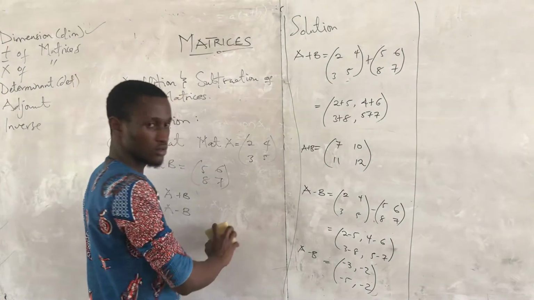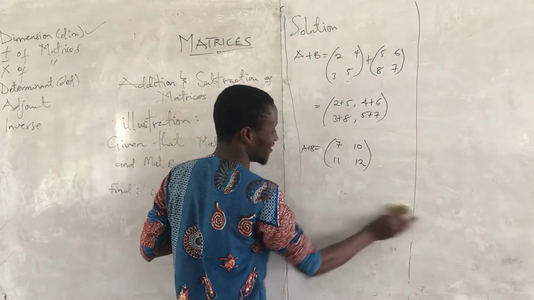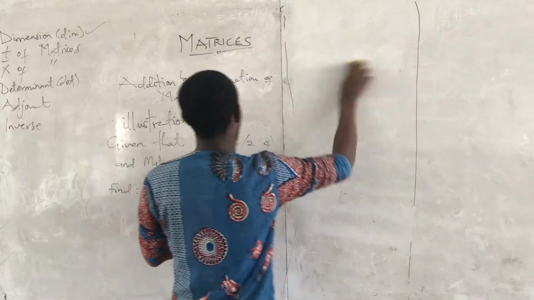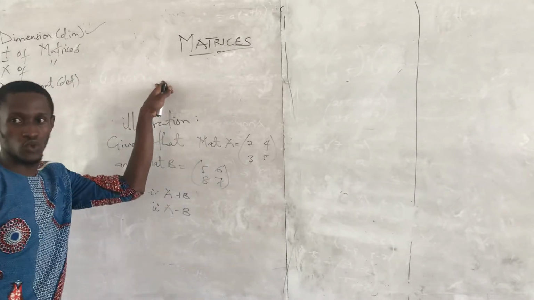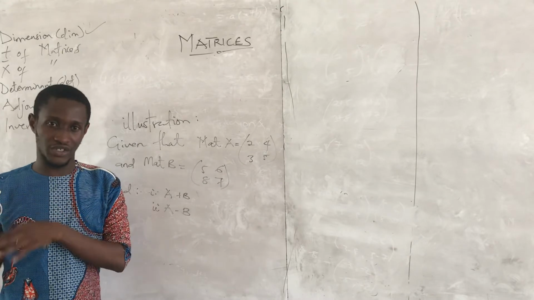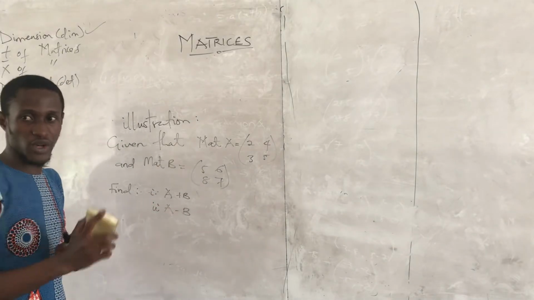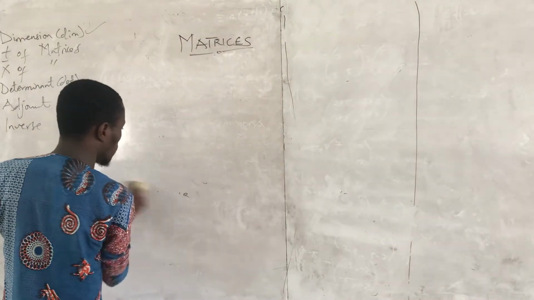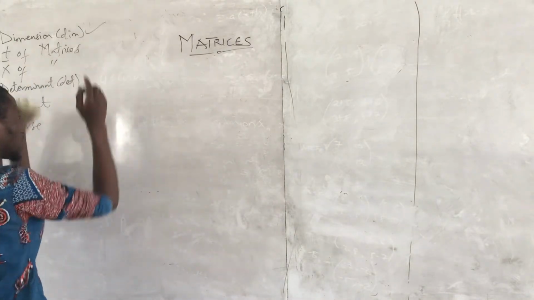So I'll clean this, then we'll look at multiplication. And this is for 2 by 2. Likewise, you have 3 by 3. It's all about the entries. So let's take an example of a 3 by 3 addition and subtraction. So we are going to look at 3 by 3 addition and subtraction.